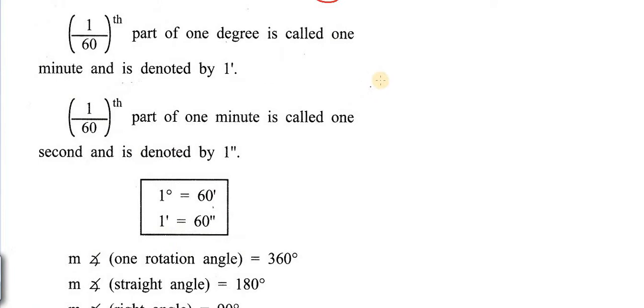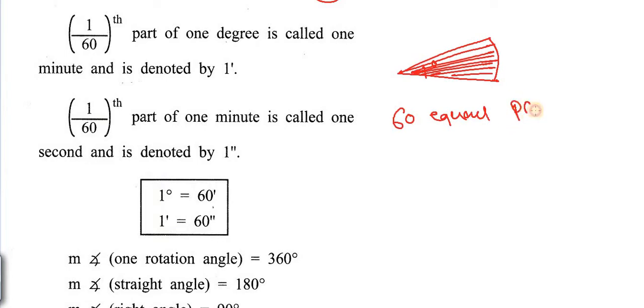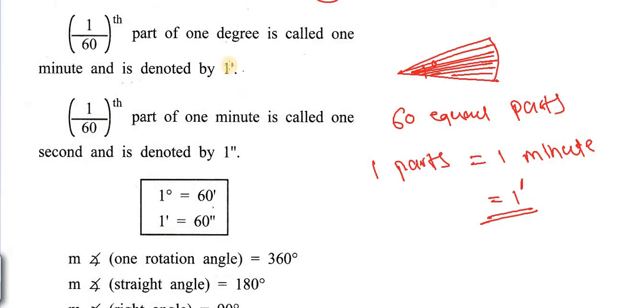Now we are going to define 1 minute. Suppose this is 1 degree. Now divide this 1 degree into 60 equal parts: 1, 2 parts, 3 parts, 4 parts, 5 parts, 6 parts, 7 parts, 8 parts. Divide this into 60 equal parts. If you divide this into 60 equal parts, then one part is equal to 1 minute, and it is denoted with a dot over it like this. Now this is 1 minute.